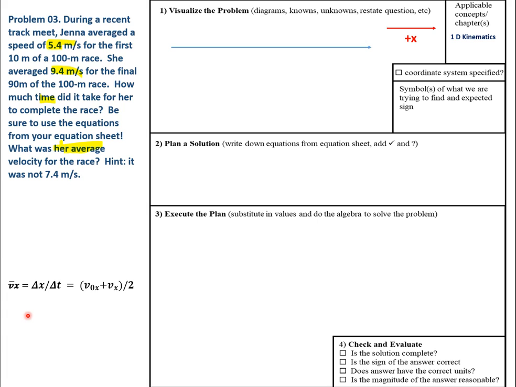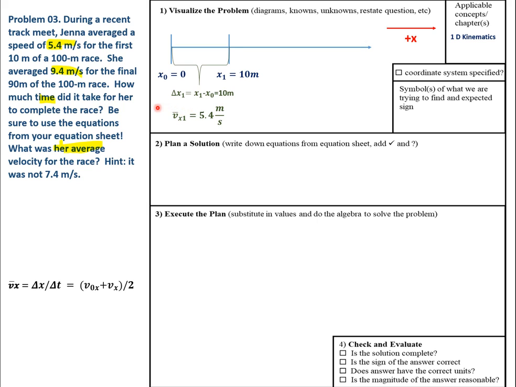For the first part of the motion, initial position is 0 meters, final position is 10 meters, and displacement is final position minus initial position, so displacement is 10 meters. Also, average velocity is 5.4 meters per second, as given in the question. I'm going to use the subscript 1 to denote displacement and average velocity for segment 1, and this bar indicates that it is an average.